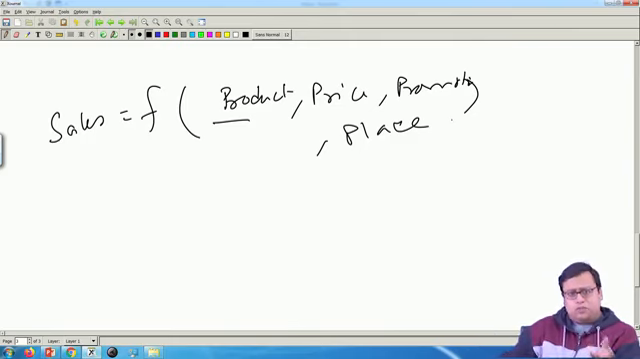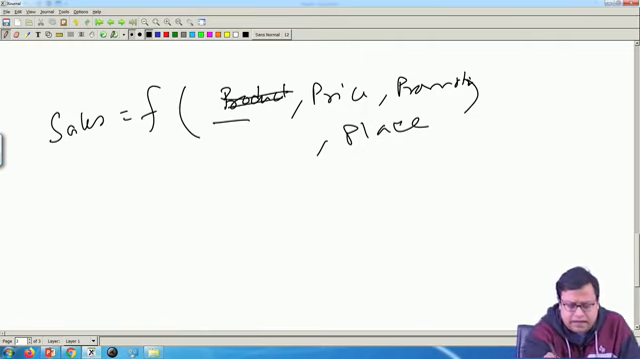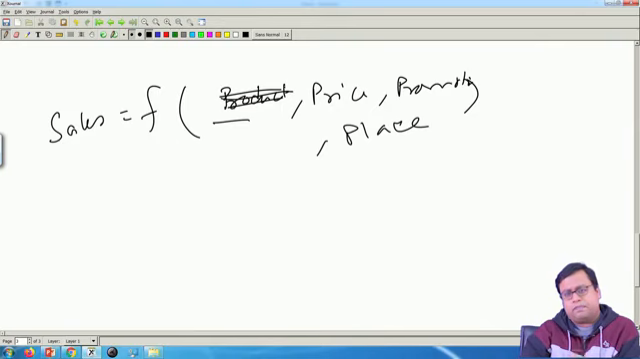Only in case of new product development does the product come in, but in most cases the product has already been decided. You cannot do much on the product in the short term at least. So, product is not taken care of. That is why we look at price, promotion and place.